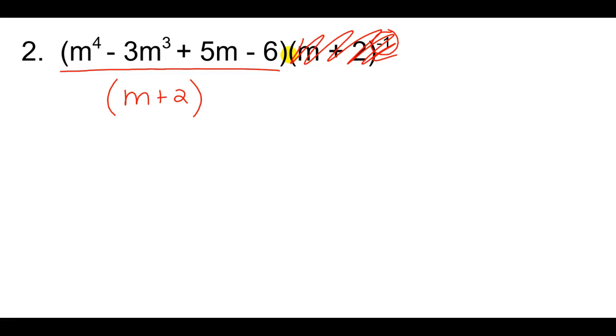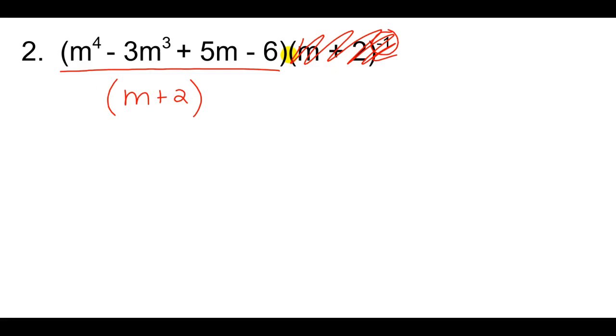Now, you can only do synthetic division if you're dividing by a single variable plus or minus a number. So like m plus 2, m minus 4, m plus 7, okay? If there's a number in front of m, so if this was like a 3m plus 2, you'd have to do long division, okay? So this is a shortcut, but it only works if the variable's by itself and there's not a coefficient in front, okay?